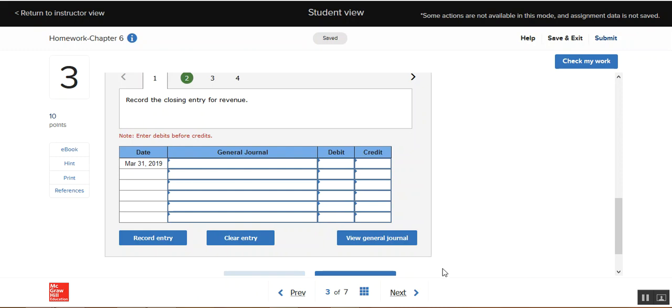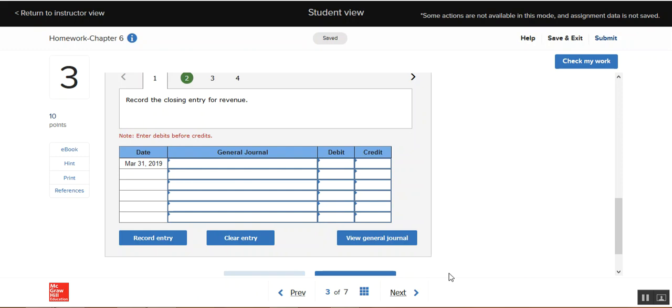So if you've read the textbook, you know that there are 4 steps to closing out our books. There's 4 different journal entries that we're going to do to close out our books. First we're going to close our revenue. The next thing we're going to do is close our expenses. The third thing we're going to do is close our income summary. And the fourth thing we're going to do is close out our withdrawals.